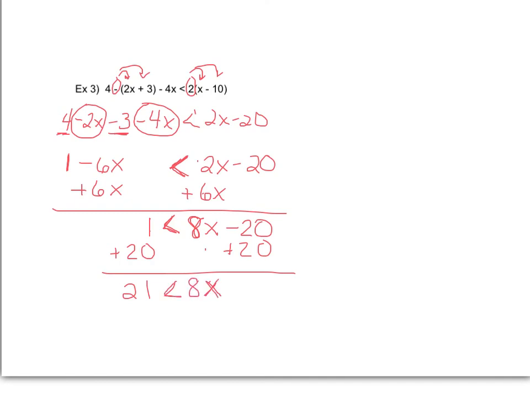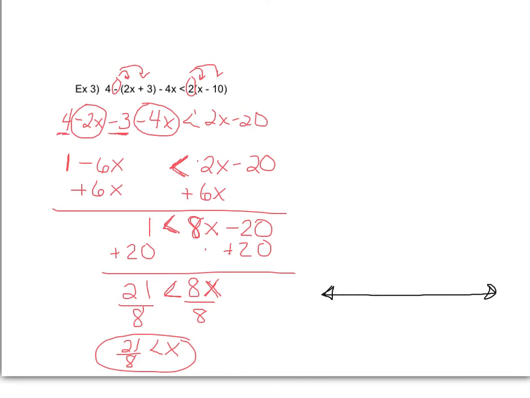So now I can go ahead and divide by 8. 21 divided by 8, I don't know what that is. I can leave it as an improper fraction. 21 over 8 is less than x. However, when I go to graph it, it's easier for me to find things on the number line if they're written as mixed numbers as opposed to improper fractions. So I'm going to go ahead and do a little scratch work and figure out what 21 over 8 is as a mixed number.